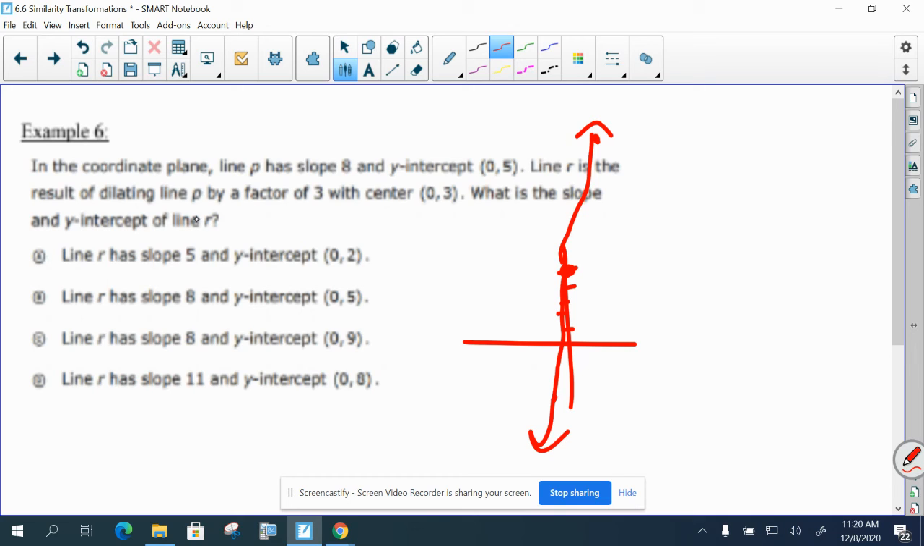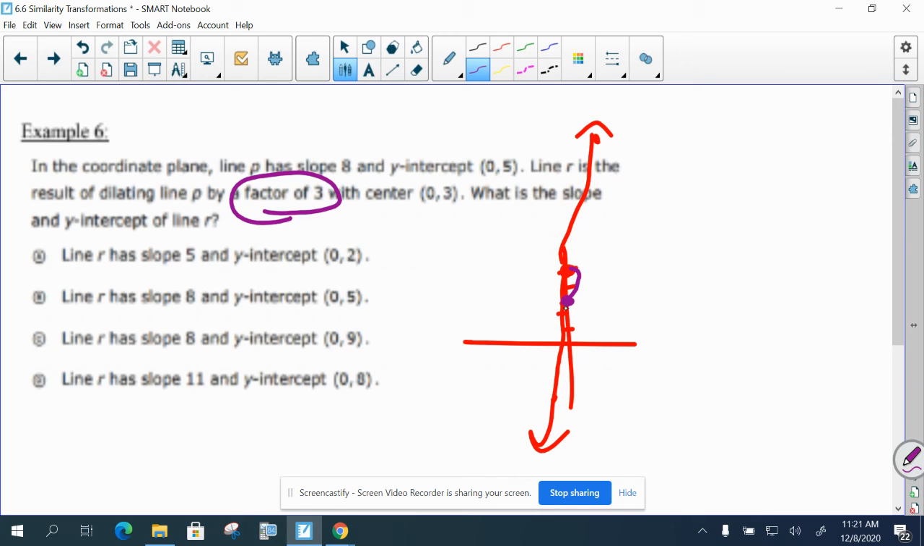Line R is the result of dilating line P by a scale factor of 3 with center at (0, 3). So the center is at (0, 3), right there. And you're dilating it with a scale factor of 3, which means it's going to get 3 times further away from the center of dilation. So use the y-intercept as your reference point. If the y-intercept of your pre-image is 2 units away from your center of dilation, and you're multiplying that by 3, then your new y-intercept should be 3 times further away, so 6 units away.